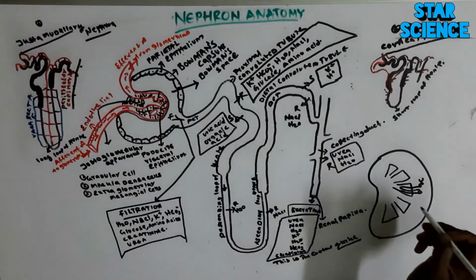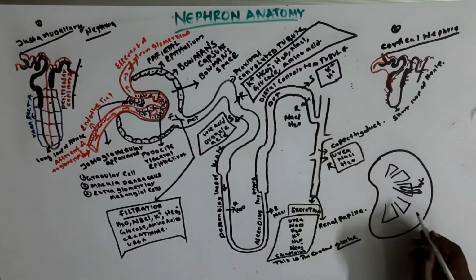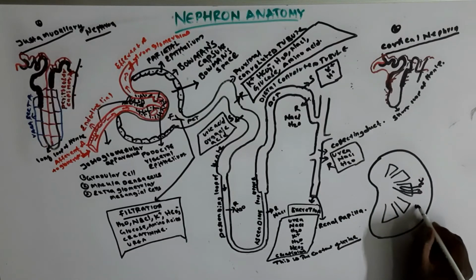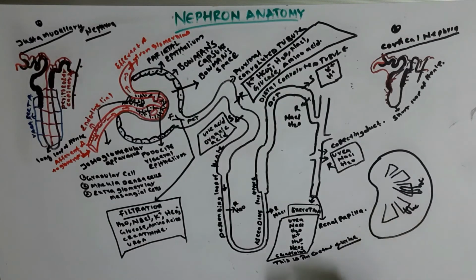So this is the nephron. This is most probably just a medullary nephron. If it is away from the renal pyramids, then, as I am showing you right now, this is a cortical nephron. So that is the difference you have to remember.